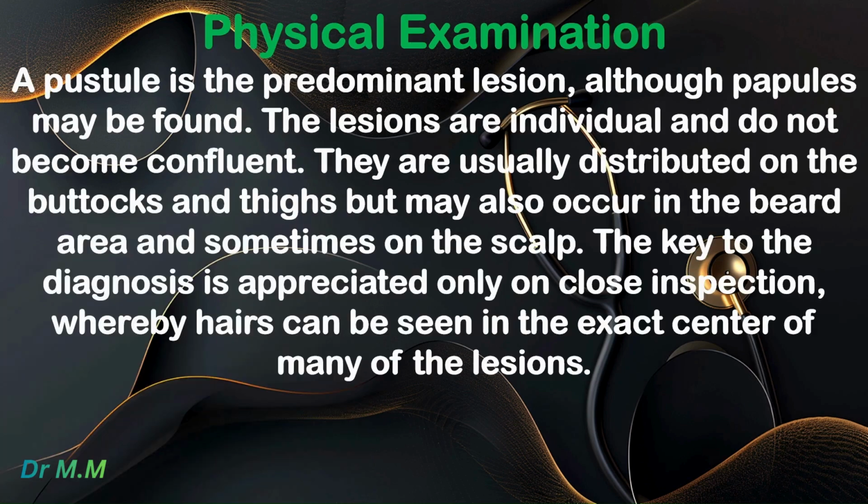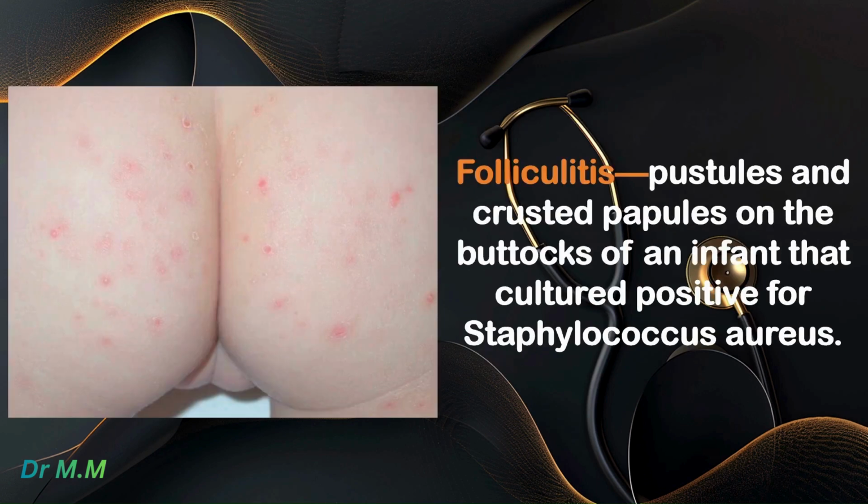Physical examination. A pustule is the predominant lesion, although papules may be found. The lesions are individual and do not become confluent. They are usually distributed on the buttocks and thighs but may also occur in the beard area and sometimes on the scalp. The key to the diagnosis is appreciated only on close inspection, whereby hairs can be seen in the exact center of many of the lesions. Folliculitis, pustules and crusted papules on the buttocks of an infant that cultured positive for Staphylococcus aureus.